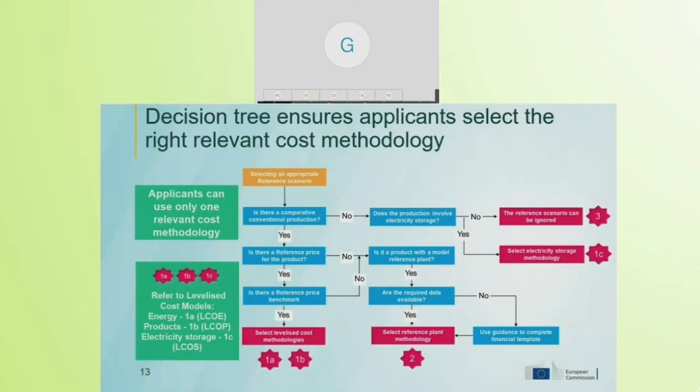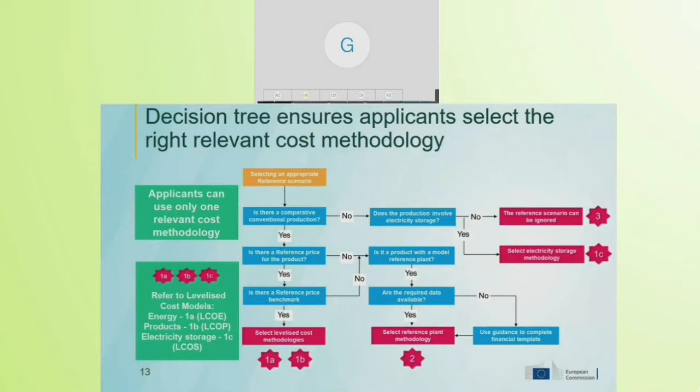And if the case is no, then of course the reference scenario can be ignored and you use the no reference scenario methodology. If electricity storage is involved, of course, you use the levelized cost of storage methodology. Then going back to, is there conventional production? If there's a reference price for the product in the market, if it is replacing a product which has a market price, or indeed it has a market price for what's being produced in a different way, then you can use the reference price benchmark.